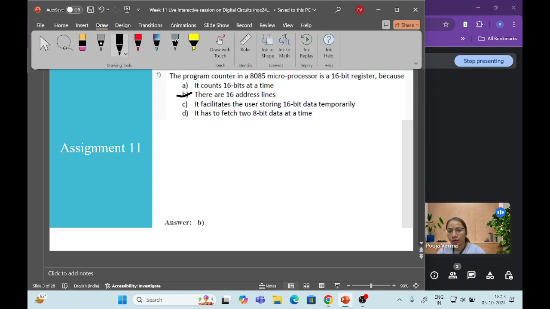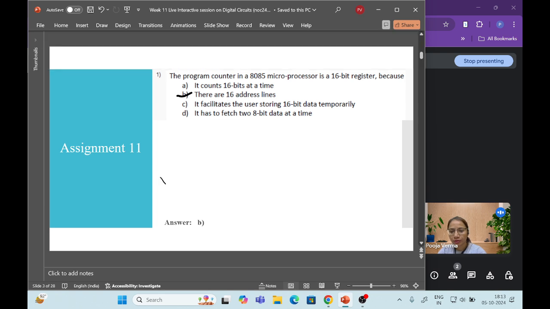The program counter is a special purpose register that stores the address of the next instruction that needs to be executed. Since the address bus consists of 16 lines in an 8085 microprocessor, 16 bits are required to store any address.